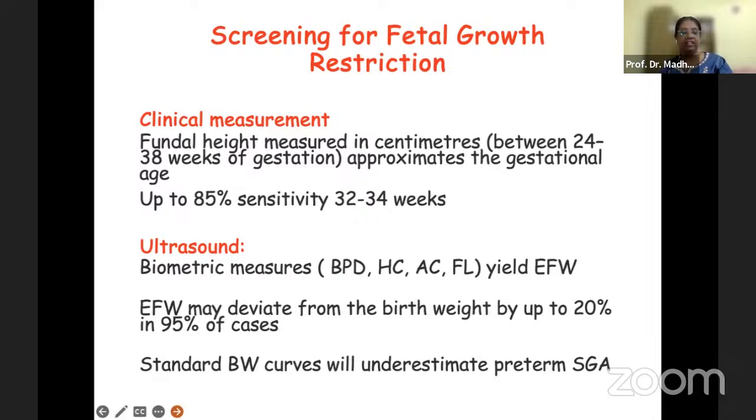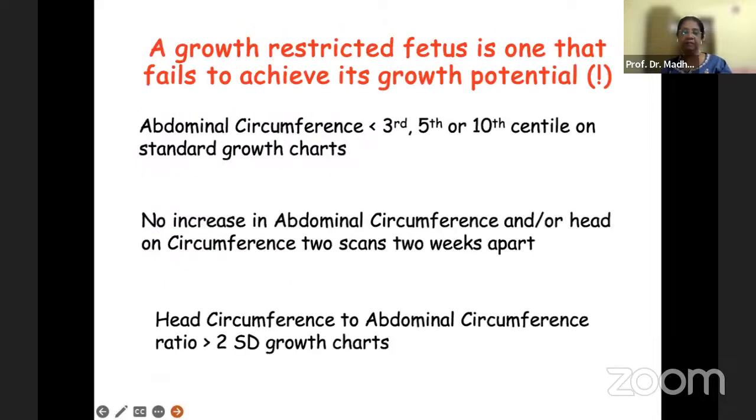And we all know fetal weight may deviate from the birth weight by up to 20%, but I think 20% is not acceptable now. It's up to 10% only, and that is in as much as 95% of the cases. Sometimes if you plot these baby birth weights in a curve, they will underestimate preterm small gestational age.